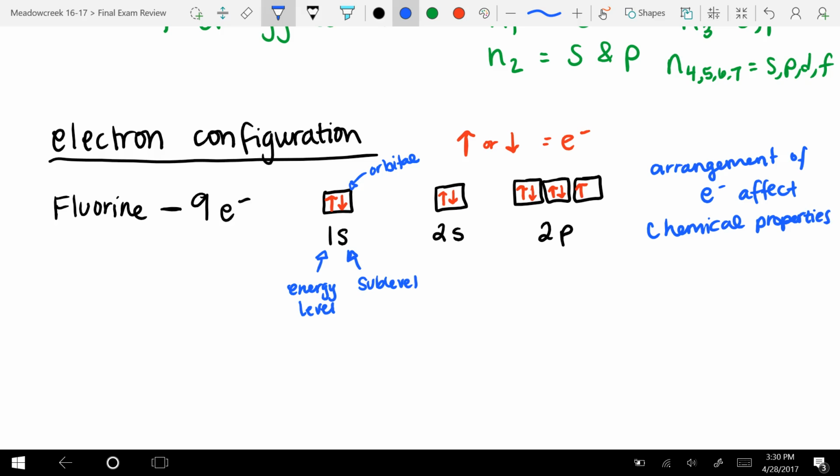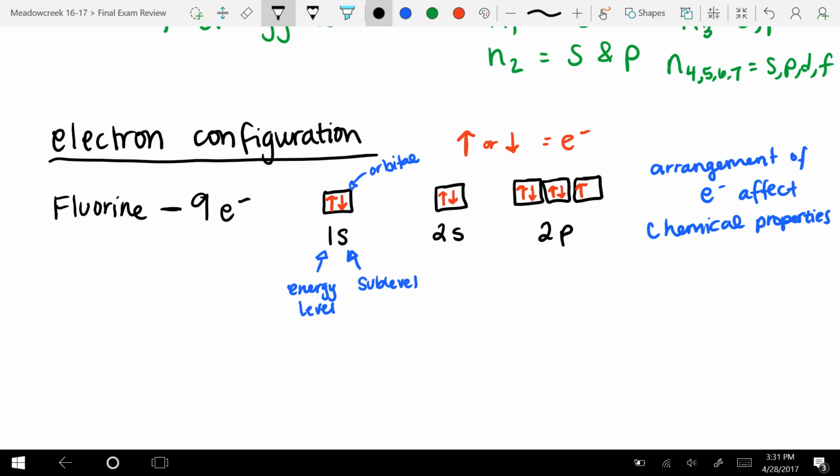But for example, because I have only 1 electron there, it means it's going to be highly reactive. Meaning it's going to really want to find something to give it that extra electron to fill it in. It's like, oh, it's the only one that's missing one. And we're really going to see that. We'll talk about it more in our periodic table, but this arrangement really affects the chemical properties.